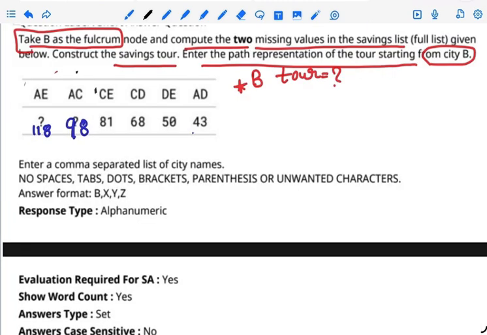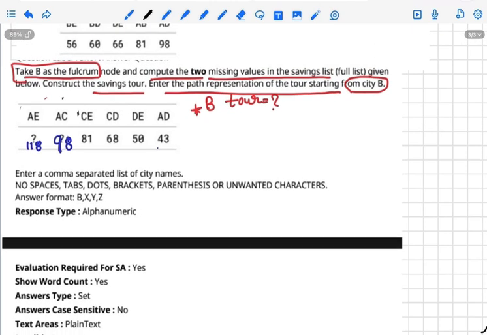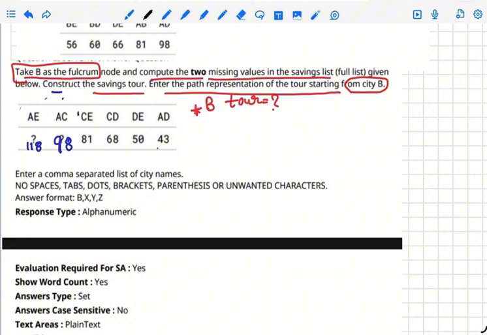These are the savings values of the edges AE, AC, CE, CD, DE, AD. So this list is very important. Using it we construct the savings tour. What are the savings values? With the savings values, we construct the tour.